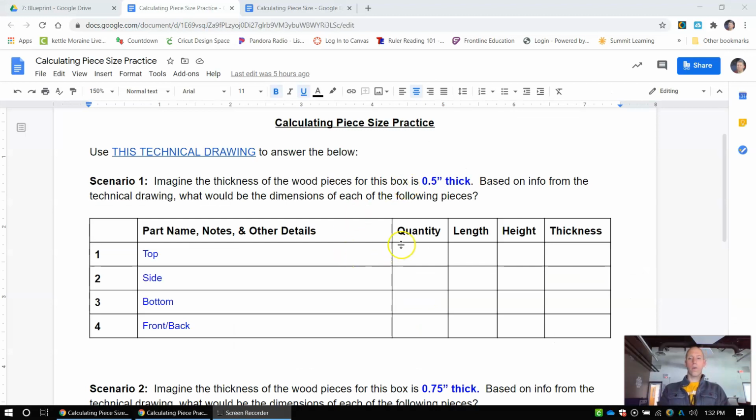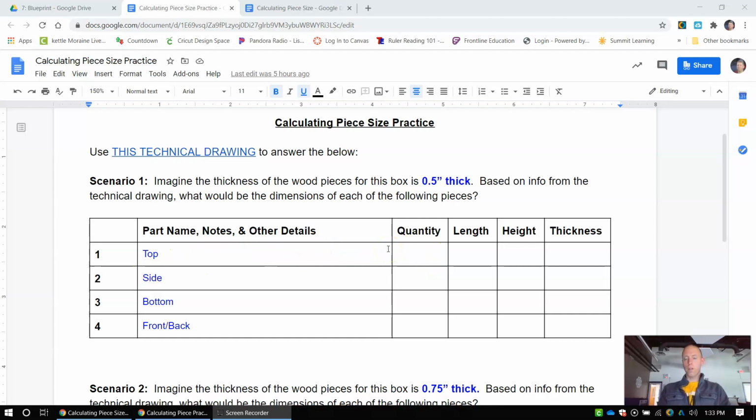So we're trying to figure out what is the size of the top piece, what's the size of the sides, what's the size of the bottom, what's the size of the front and back. Because imagine if we're going into the workshop and we're going to start cutting this box up, we would need to know all those different dimensions. We would need to know the quantities of each part as well. So let's figure out the size of the top piece first.